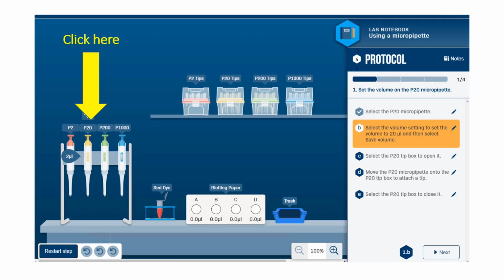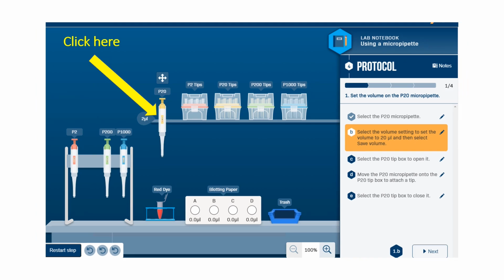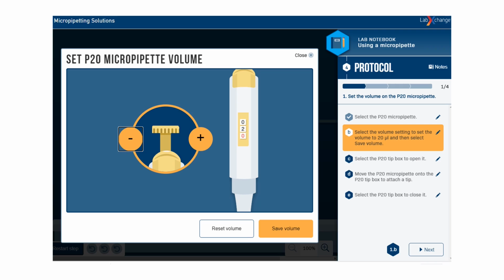For example, here they say select the volume setting to set the volume to 20 microliters and then select this to save volume. So go here, click here. In this virtual environment, if you click here, you will reduce the amount of volume that you have in the pipette, and here you will increase.